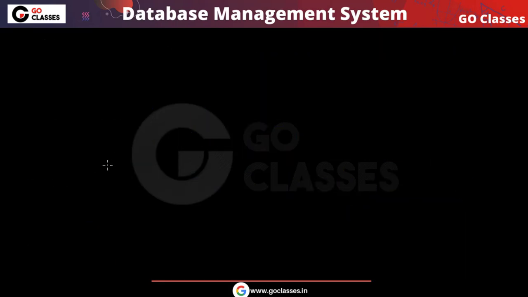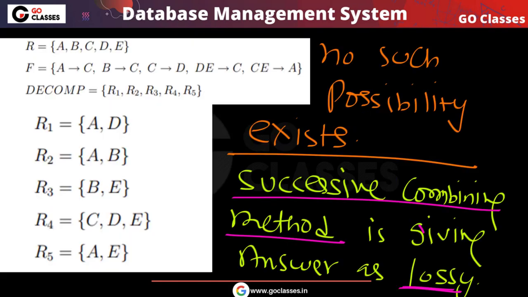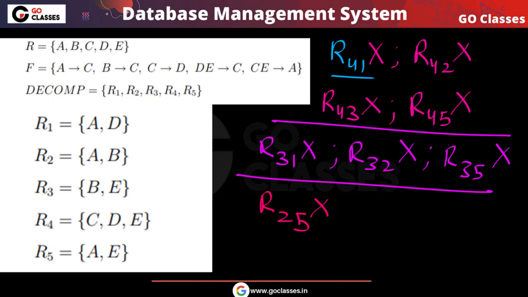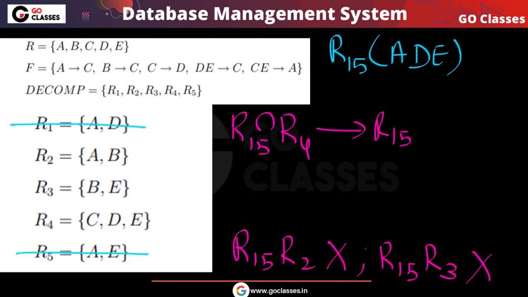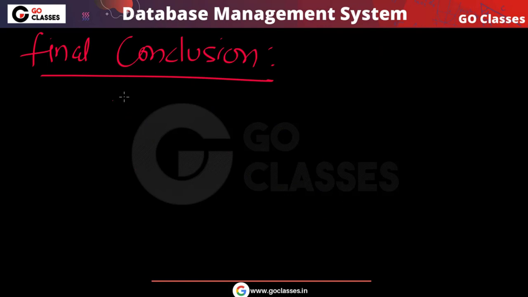So finally, this is the final conclusion. Once you practice, the chase algorithm will take very little time. You can notice the successive combining method is taking a lot of time. We don't know where to start, we don't know which to combine first, whether to combine these or these. So we don't know what to do, and it takes a lot of time. That is the problem.